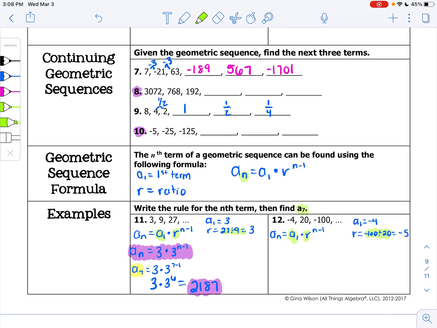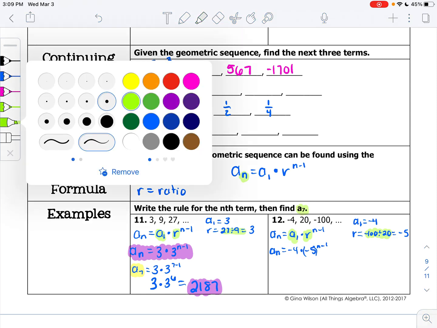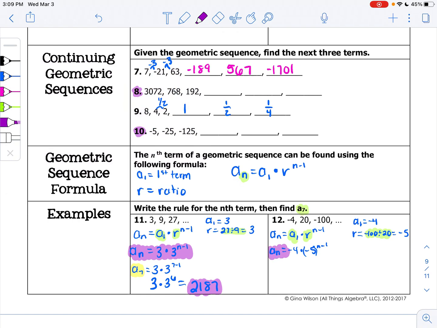And we're going to replace that in our equation. So a sub n equals negative 4 times negative 5 to the n minus 1. And we're going to put that negative 5 in parentheses. So this is the rule that we're going to use to find the 7th number. So we're going to find a sub 7 equals negative 4 times, in parentheses, negative 5 to the 7 minus 1.